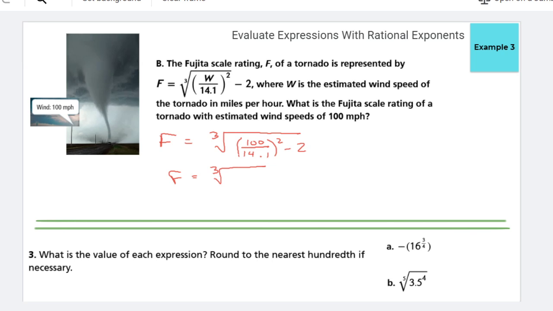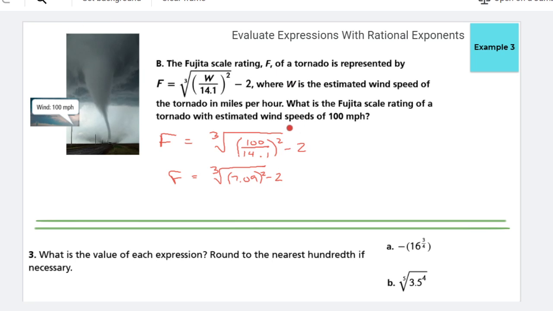Alright, that's like roughly 7.09-ish. Now I'm keeping that in my calculator. Ooh, here's another thing. Be aware of where that radical ends. You see how I got a little too excited up here and I covered my 2? I'm not taking the square root of that minus 2.